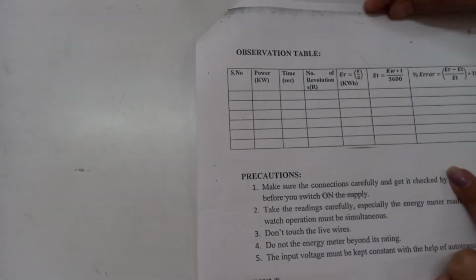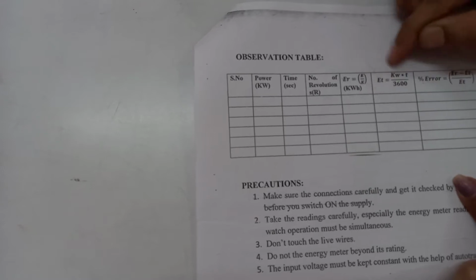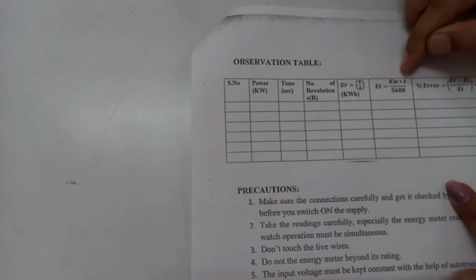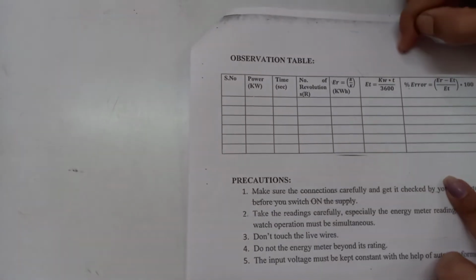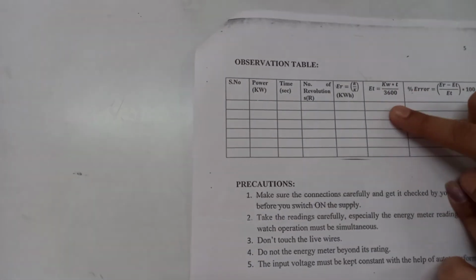Also in ET we have the total power consumed by the load multiplied by the time of operation in seconds. Since we are taking the time in seconds, that's why we are dividing it by 3600.